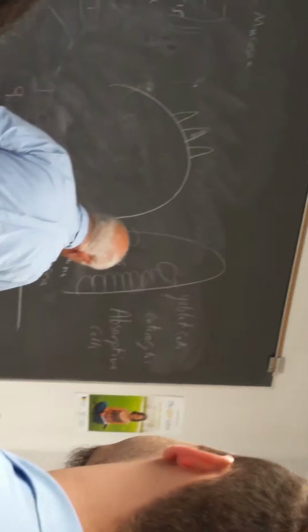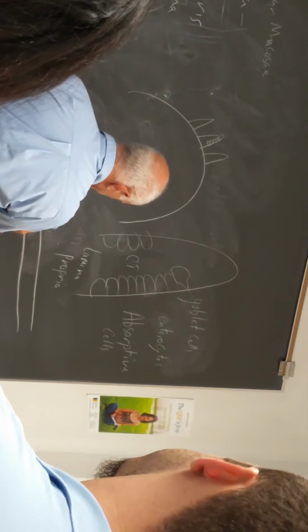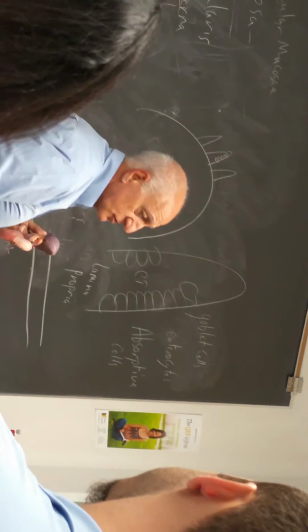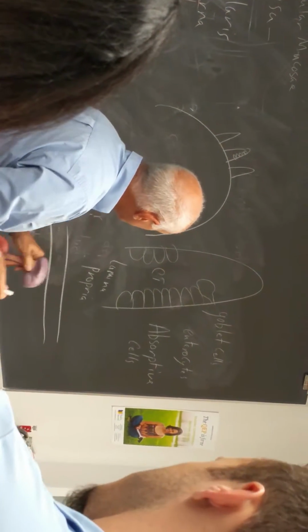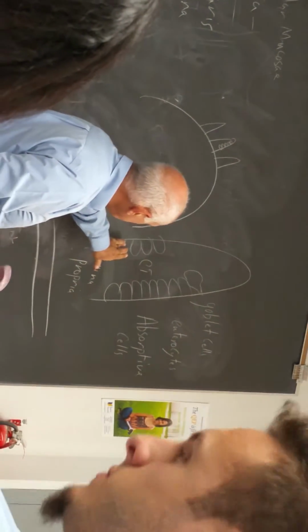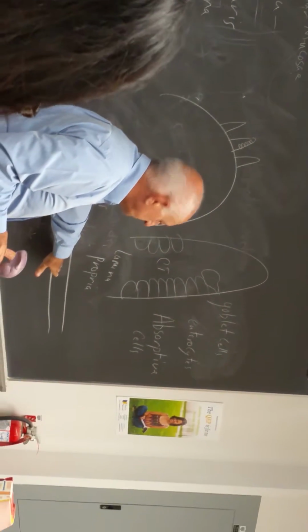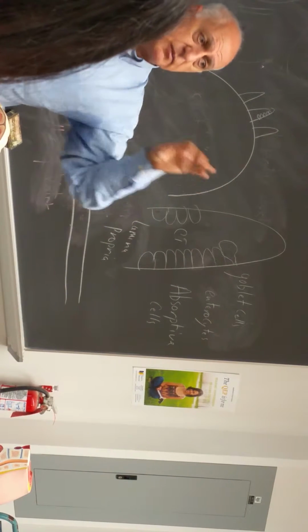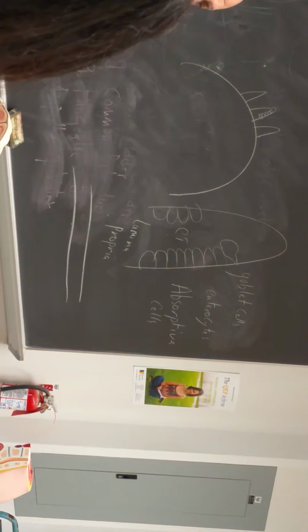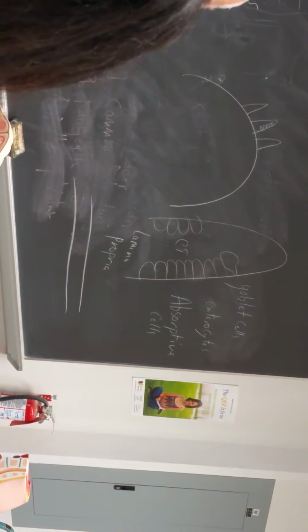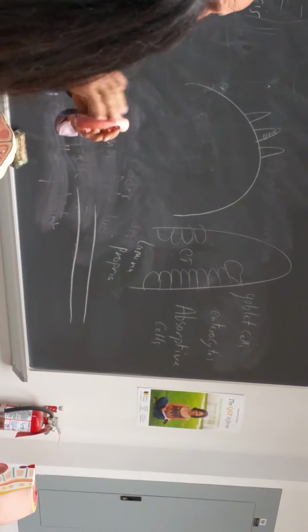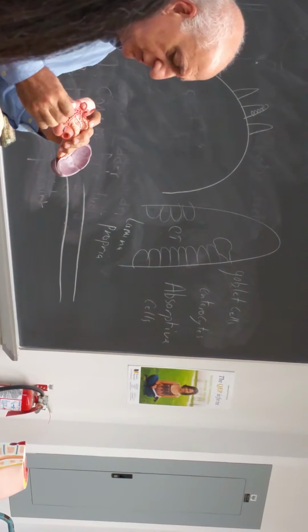Then you have the muscularis mucosae. They have muscles, muscularis mucosae. So that's the mucosa. Mucosa is 3 layers: epithelium, lamina propria, and muscularis mucosae. So 3 sublayers make the mucosa. I will show you these 3 sublayers in the small intestine. But let's finish this part of the duodenum.